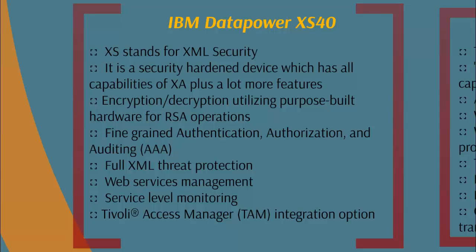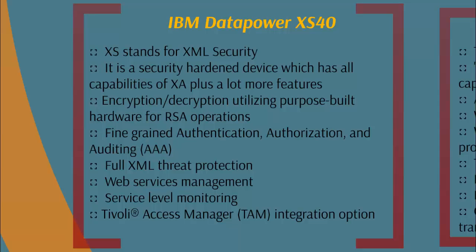There is also an option for configuring Tivoli Access Manager. Tivoli Access Manager is there for utilizing third-party authentication tools. Usually, in an enterprise, when authentication happens, the credential resides not on the Datapower, but in a third-party repository, and the authentication happens with the help of that third-party repository. So IBM Datapower XS40 has capabilities to connect with Tivoli Access Manager. So that is for XS40.